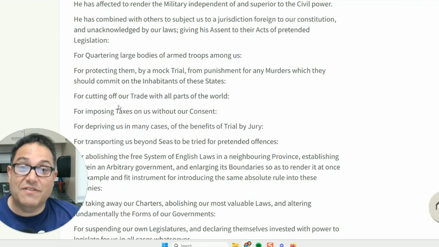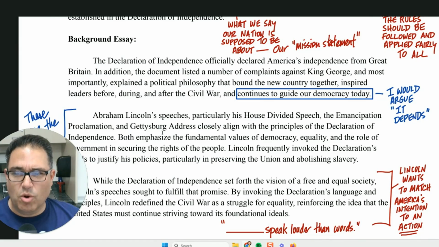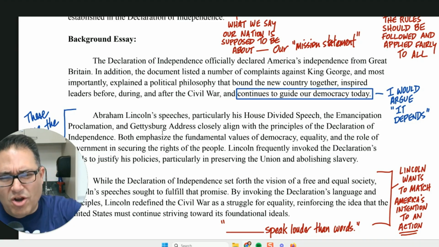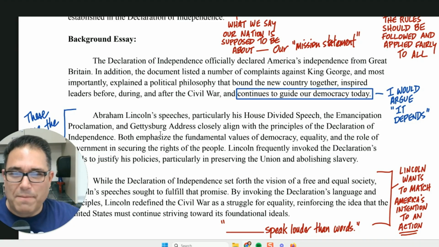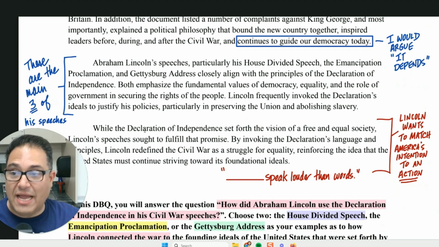Part of the Declaration was a list of complaints, a list of grievances against the king, building a case against the king. But part of it, and most importantly, explained a political philosophy that bound the new country together, inspired leaders before, during, and after the Civil War, and continues to guide our democracy today. I think there are many leaders in the United States who still believe in the Declaration of Independence and its ideals. I would argue it depends. I think there are some who maybe don't believe in the whole all men are created equal thing, but that's something we can debate at another time. I do believe that Abraham Lincoln believed that it had our guiding principles.